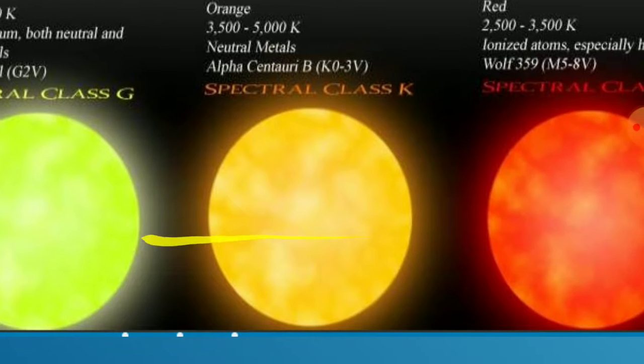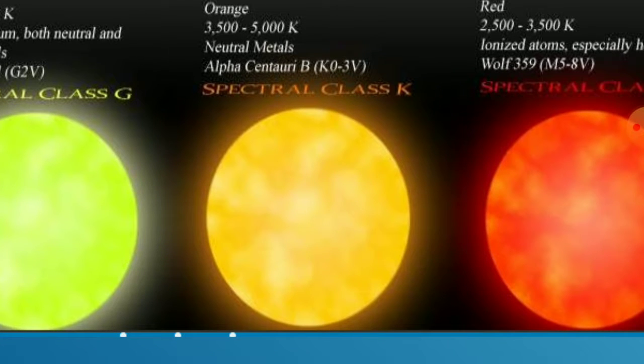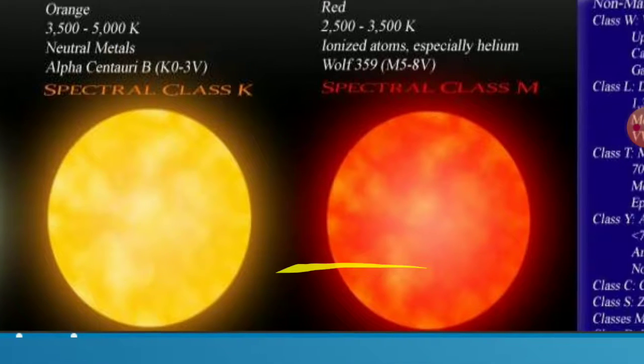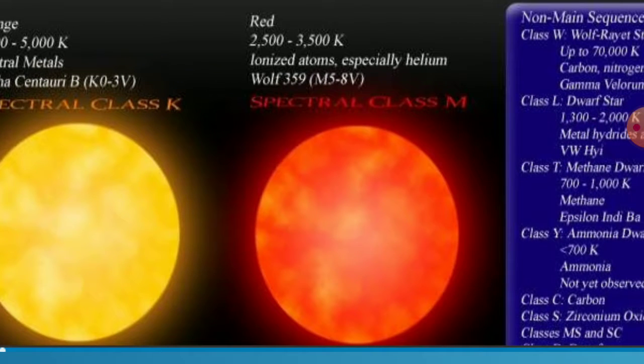Next, orange color, let's see up here. It appears orange in color because its temperature range is 3,500 to 5,000 Kelvin. The composition is neutral metals only. Example, Alpha Centauri B. Next, the last class, M type of the star, which appears red in color because of a surface temperature of 2,500 to 3,500 Kelvin. The chemical composition is ionized atoms, especially helium.